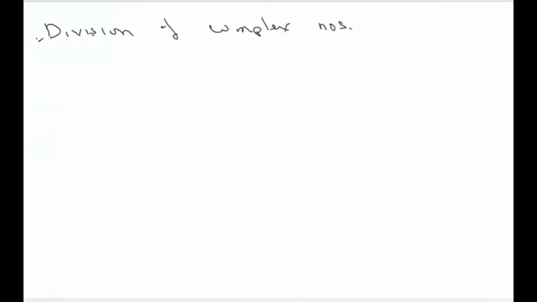Okay. Again, we'll demonstrate division of complex numbers directly through an example. So the example is, say we have 6 plus 2j divided by 3 minus j.